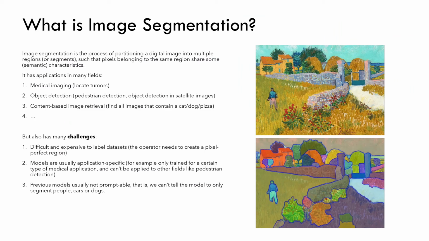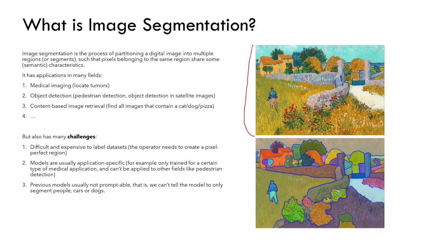Let's start. So first of all, what is image segmentation? Image segmentation is the process of partitioning a digital image into multiple regions, such that pixels that belong to the same region share some characteristics. For example, if we are given this image, I think it was a painting from Van Gogh, and we partition it using segmentation, it will be partitioned into these masks, in which, for example, we have one mask for the grass, one for this house, one for this tree, one for this other tree, etc.